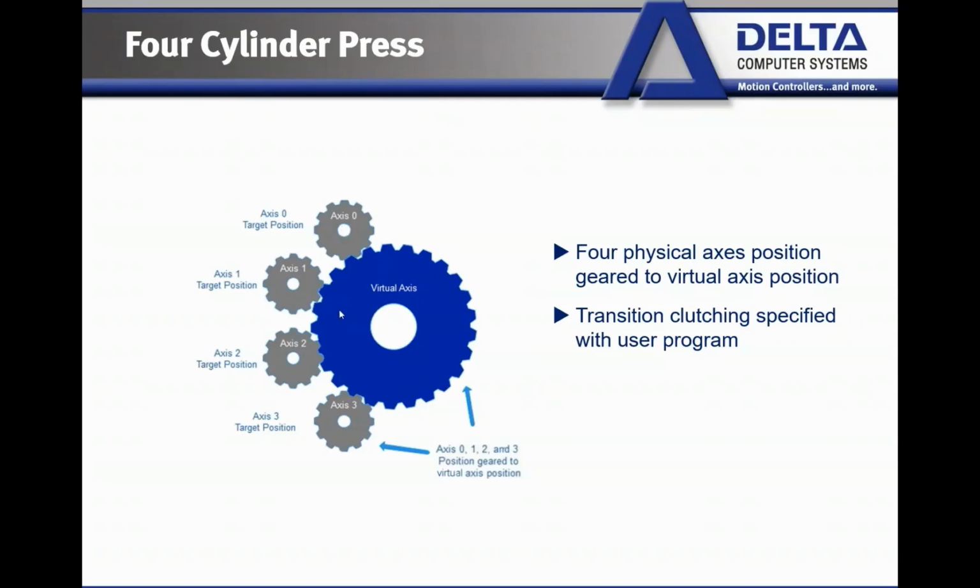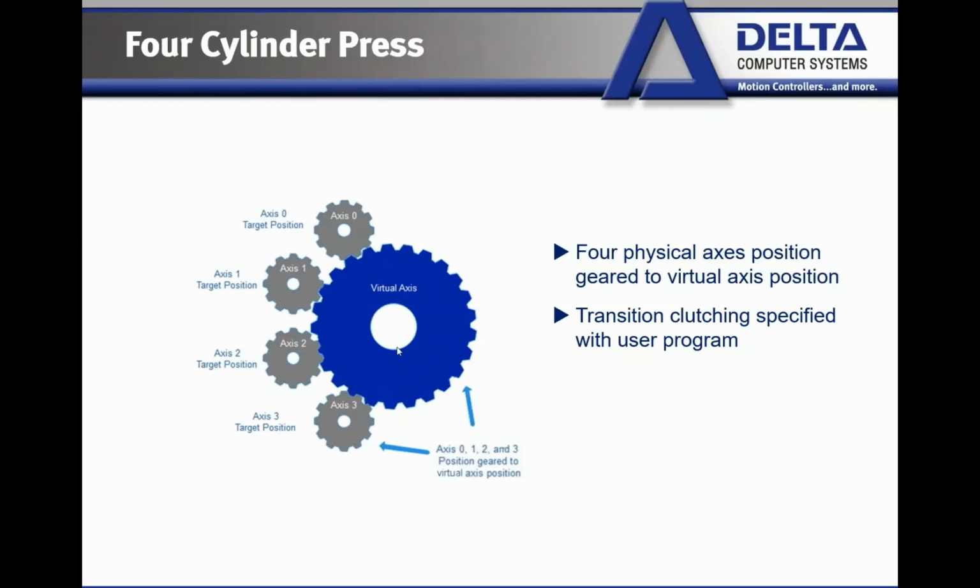So our first step is we're going to be gearing our 4 physical axes positions to the virtual axis position. This transition, this clutching, right? How do these gears mesh? This is going to be specified by our transition in a user program. So we're going to make sure that everything comes together nice and smoothly and that you don't have any grinding of the gears.